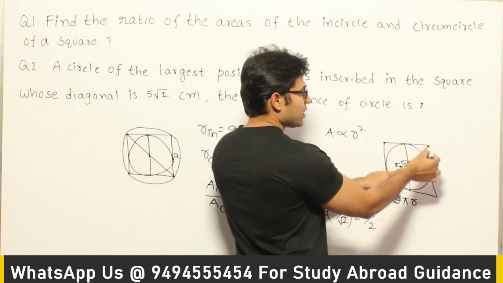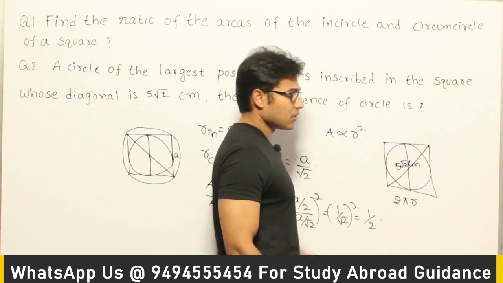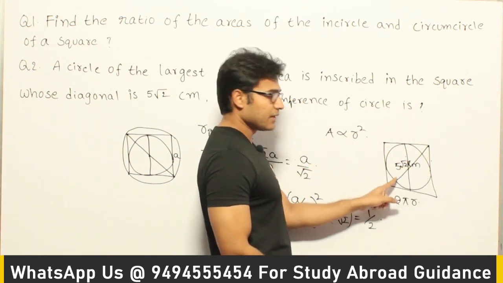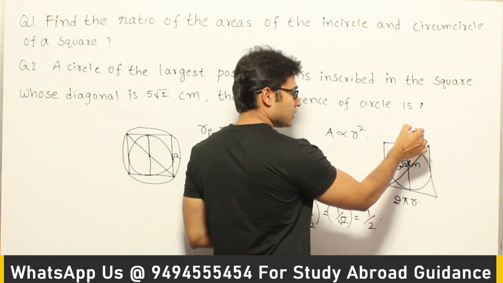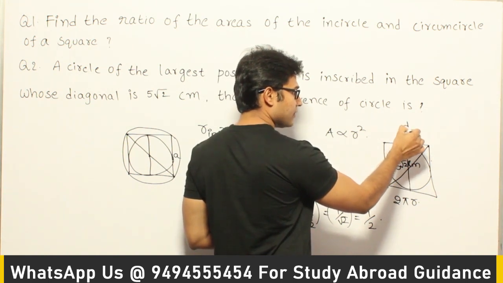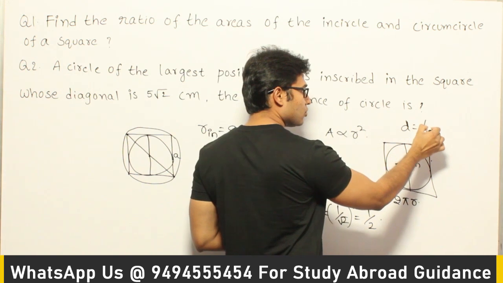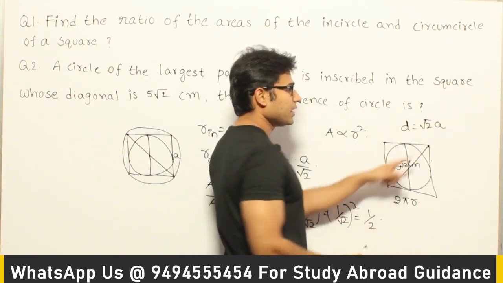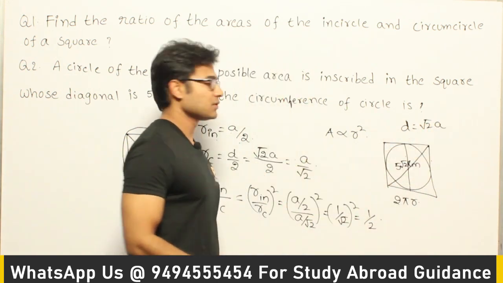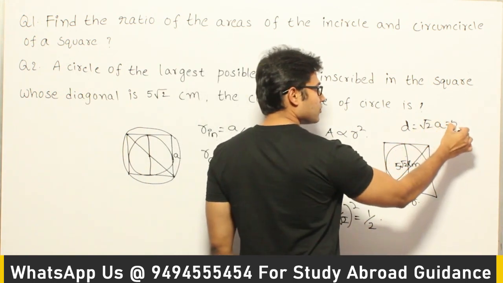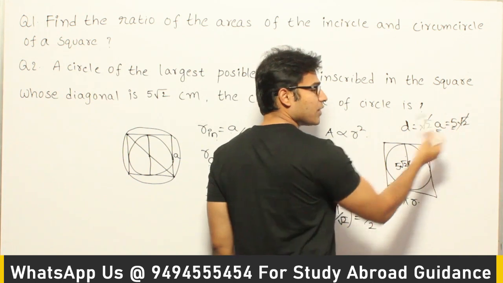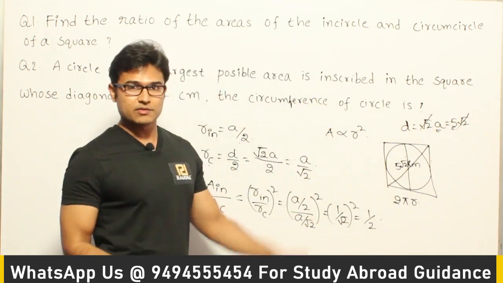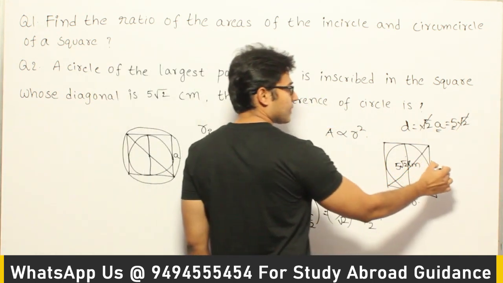Now we are supposed to find out this side length. So in order to find out the side length, the diagonal length is given. We know that this diagonal is equal to root 2 a, where a is the side of the square, and that is equal to 5 root 2. Therefore from this we can know that a equals 5. What does it mean? The side of the square is equal to 5, right?